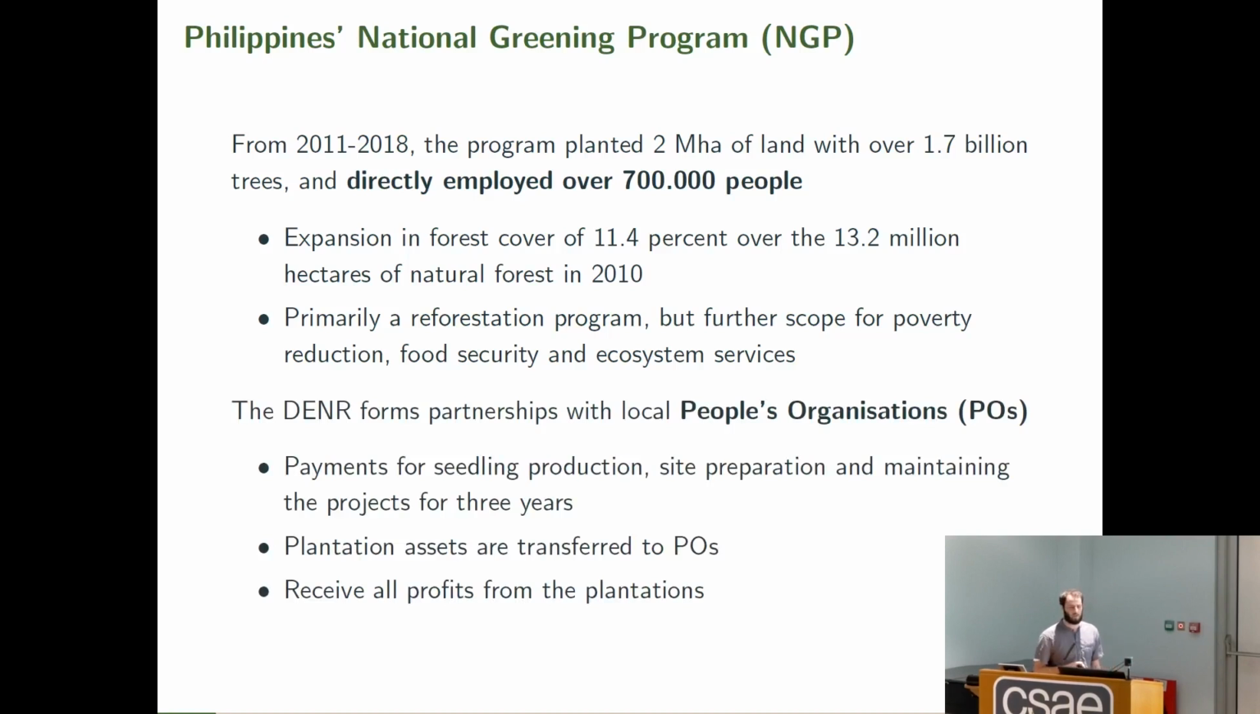The DENR, the Department of Environment and Natural Resources, forms partnerships with local organizations. These are called people's organizations. You can think of these as cooperatives in the community, and I'll explain a little bit further on what they are. So they form these partnerships with these POs. They pay them to produce seedlings, prepare sites, and then maintain these projects for 3 years. So there's a 3-year payment plan. The plantation assets after these 3 years are then transferred to the PO, and they can manage them however they want, and they receive all the rents or the profits that come from this plantation after that.